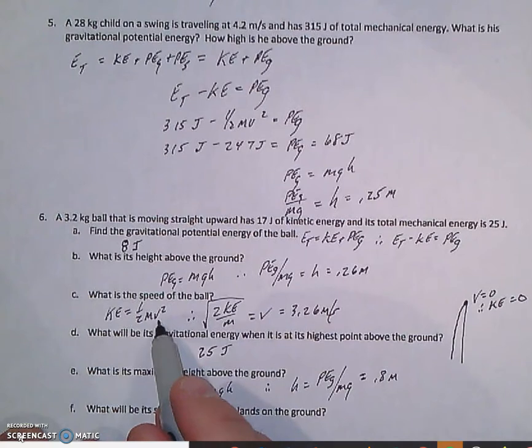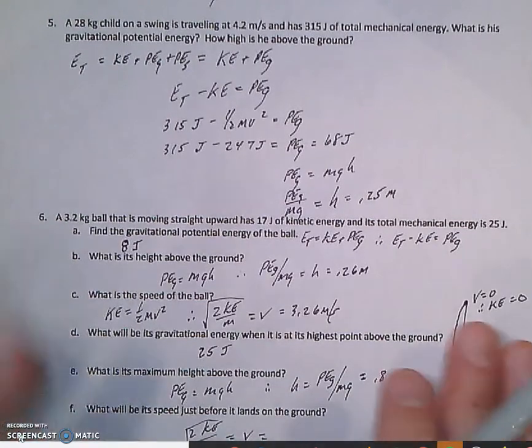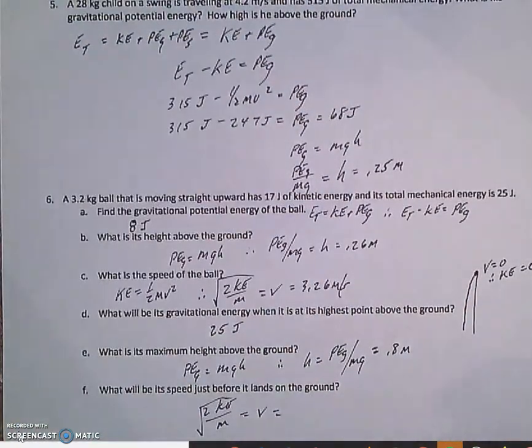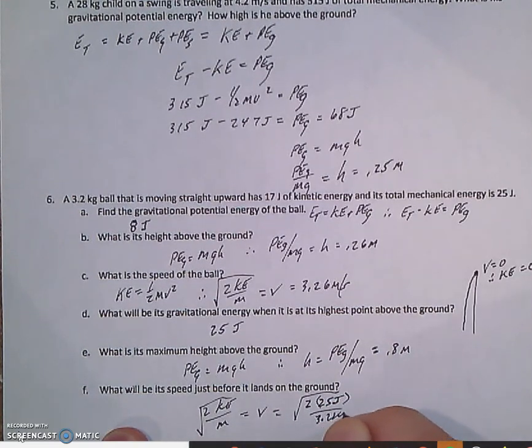And then F is the same thing as C. K equals 1/2 mv squared. Solve for V, and we get twice the kinetic energy divided by m, square rooted. But of course, what's the speed just before it hits the ground? Well, just before it hits the ground, all of the energy is in the form of kinetic energy. So there's going to be 25 joules of kinetic energy divided by 3.2 kilograms, which gives us a velocity of roughly 3.95 meters per second.